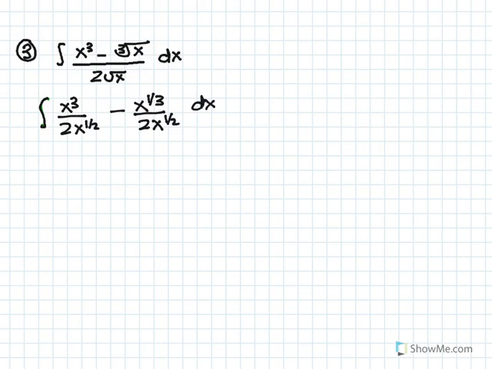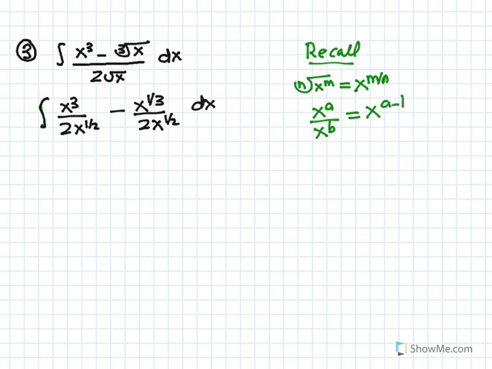Let's go over some basic skills. If you have, for example, the nth root of x to the m, that's the same as x to the m over n. x to the a over x to the b, same base, you subtract off the exponents. That's x to the a minus b. And 1/3 minus 1/2, subtracting these two fractions, is just negative 1/6.